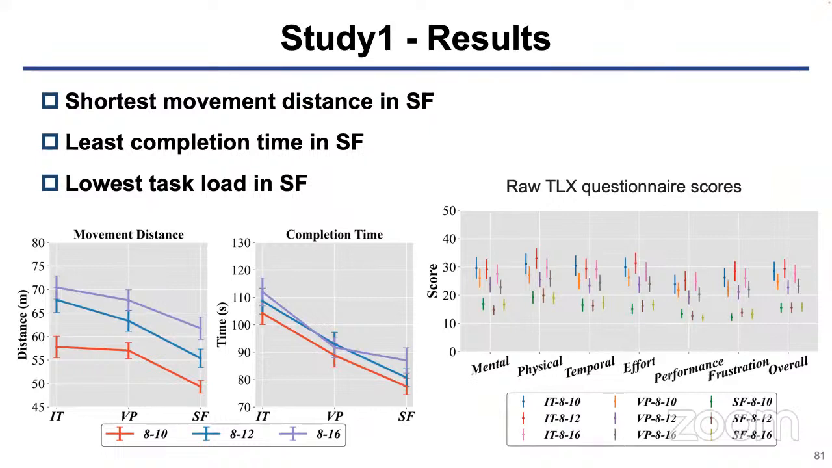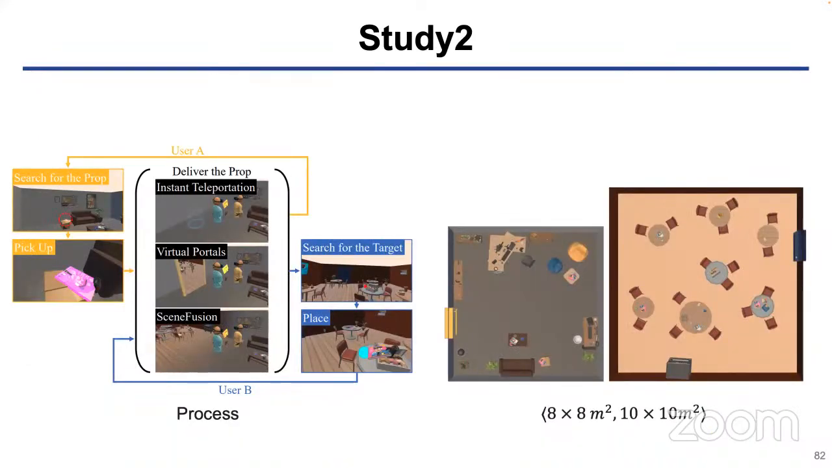The results of this user study indicate that our method, denoted as SF, has the shortest movement distance, the least completion time, and the lowest task load. And we also conducted another study that lets the users collaborate.